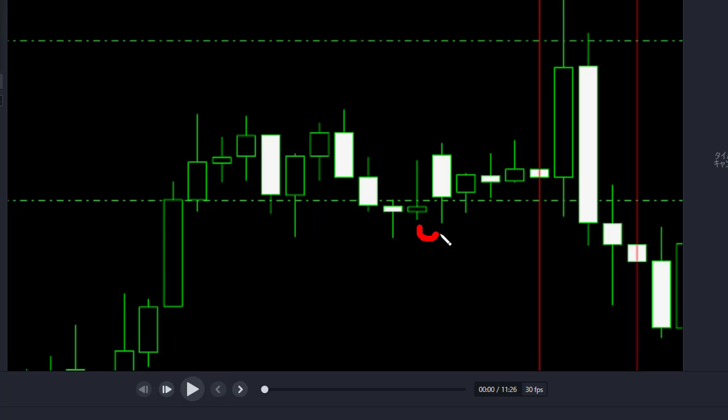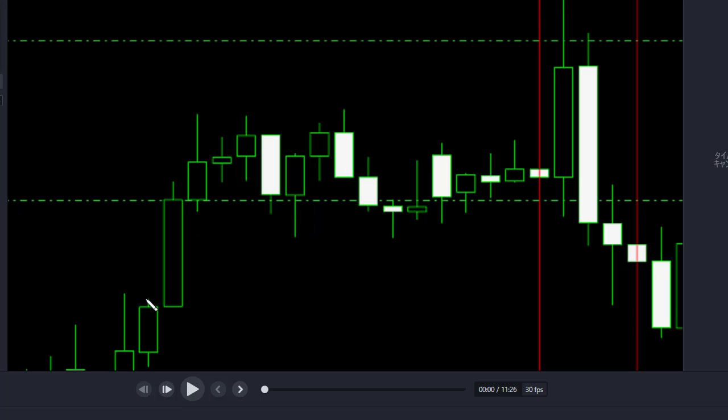Here is more harami and engulfing patterns. First, shadow harami. This is harami I mentioned before, but this is also shadow harami. What is shadow harami? Look at this upper shadow and this shadow. This candlestick's shadow, the previous candlestick's shadow, all of them inside. This is called shadow harami. So this is harami and shadow harami.